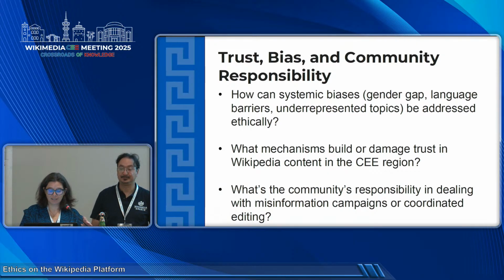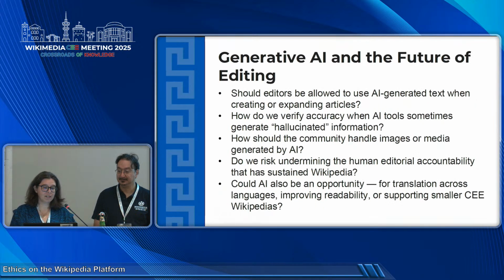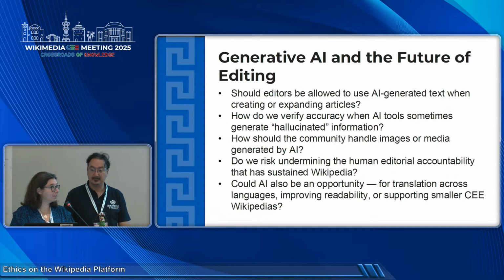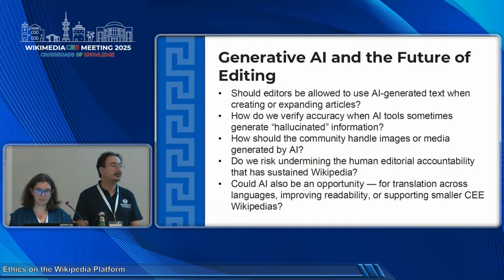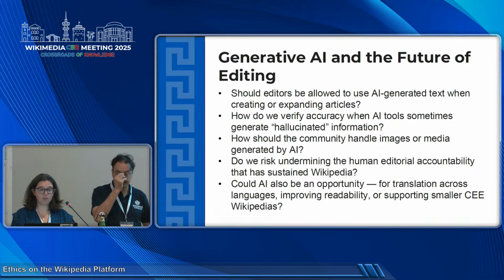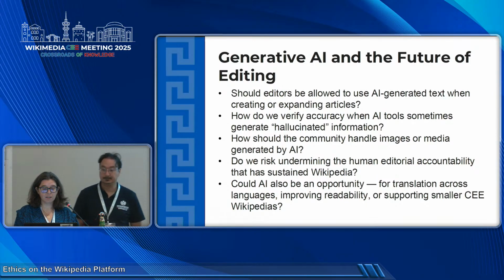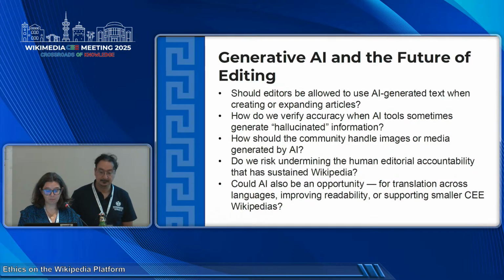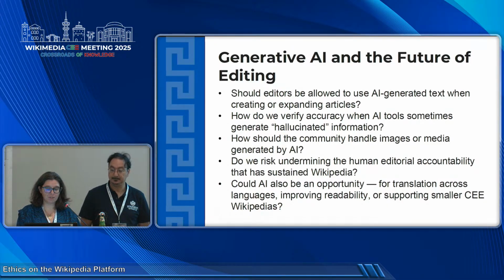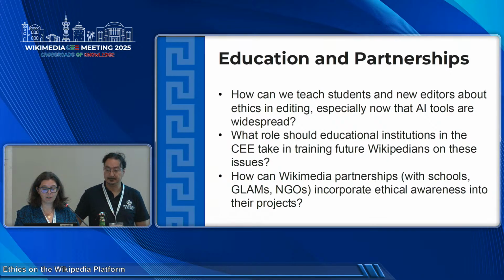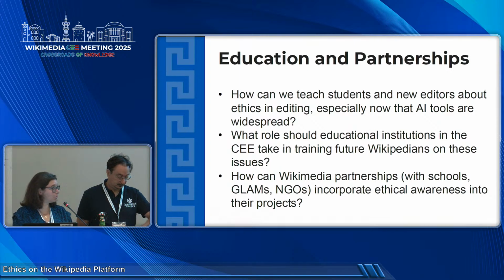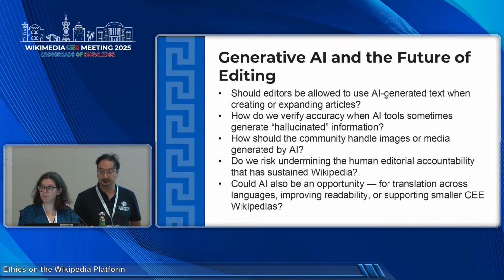Okay, thank you very much. Just looking at the time, I'm going to the next issue, which I think is about generative AI and the future of editing. These are so many questions, and I don't think we have the time now, about 2 or 3 minutes. Just have a thought about how editors should be allowed to use AI-generated text, how to handle the accuracy of images or media generated by AI, and educational partnerships: how we can teach students and new editors, train future Wikipedians for the partnerships, and incorporate ethical awareness. We can have time for 1 or 2 questions, maybe on one of these two, if someone wants to say something.